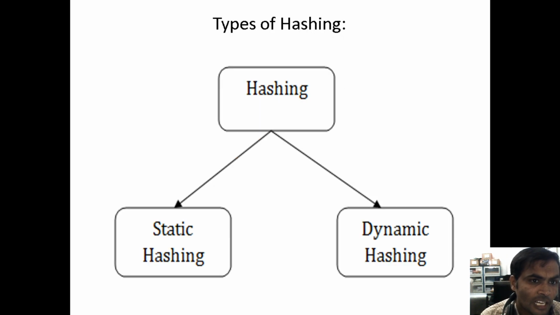Now there are two types of hashing: static hashing and dynamic hashing. We will learn this in the next class. It is very important: the difference between static hashing and dynamic hashing. You may be asked to explain briefly about hashing, or about static hashing and dynamic hashing. Thank you.